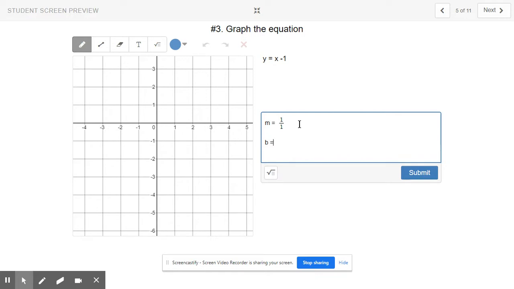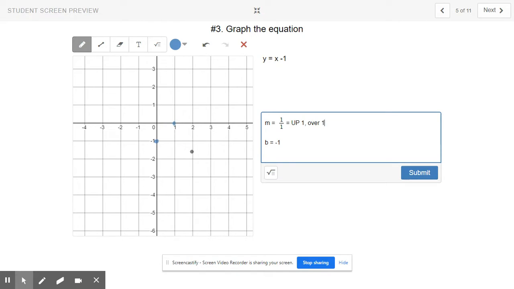My y-intercept, the b, is -1. Remember that minus sign has to go with it. The first point I will plot is my y-intercept, that's the easy one, so I'm going to start by putting a point at -1. Now I'm going to use my slope. It's positive, so I know I'm going to go up. That means I'm going to go up 1 over 1, because my rise is 1 and my run is 1. So from the point, I'm going to go up 1 over 1 and put a point.